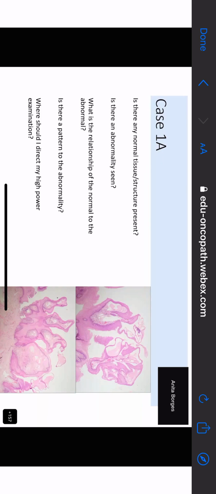The first one is, is there any normal tissue or structure present? Is there anything normal? Yes, ma'am. What is that? Ma'am, the stratified squamous epithelium. Very good. Is there any abnormality seen? Yes, ma'am. Very good. What is the relationship of the normal to the abnormal?